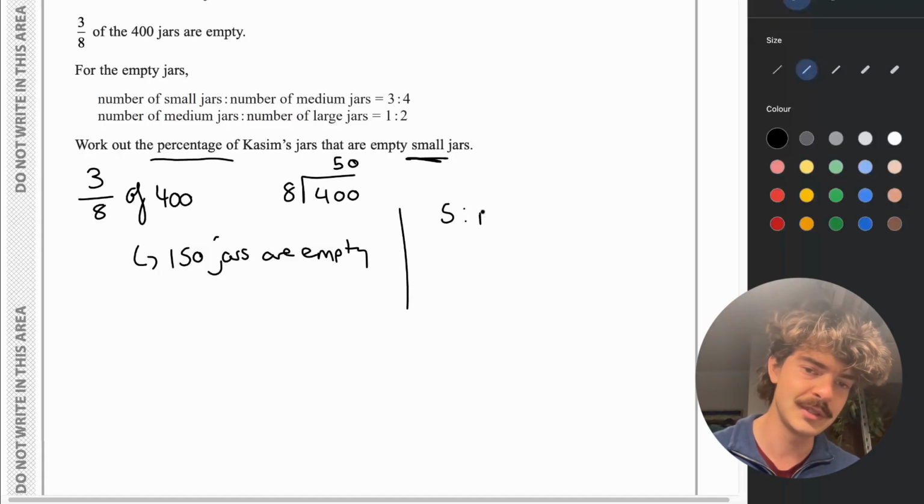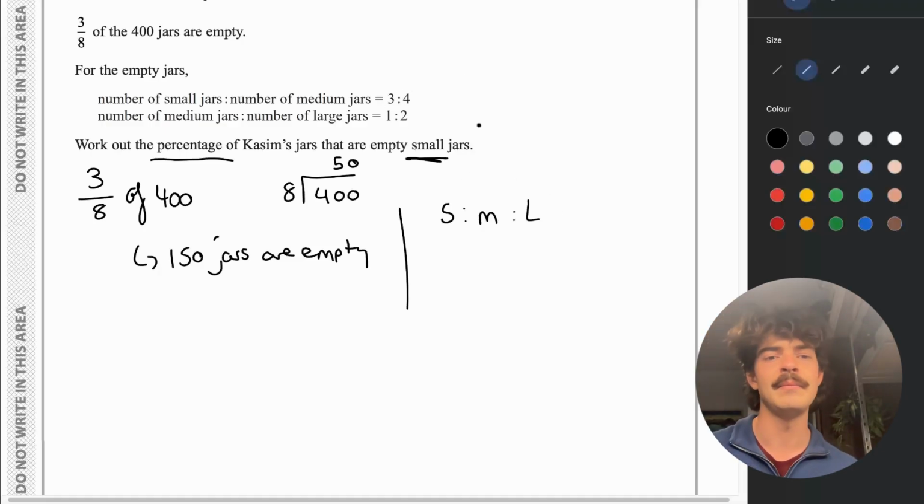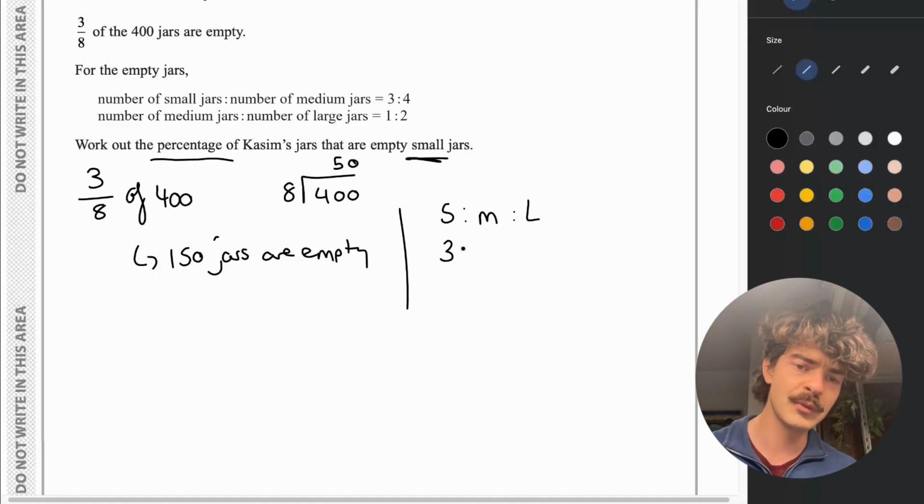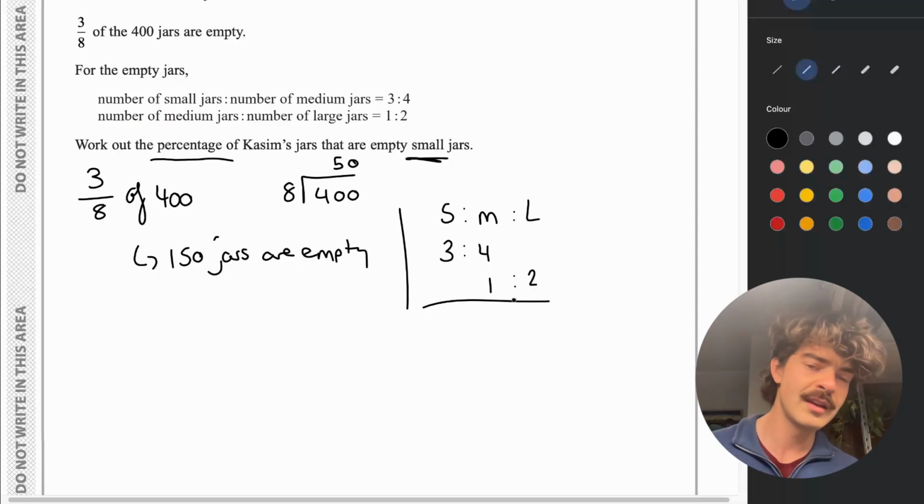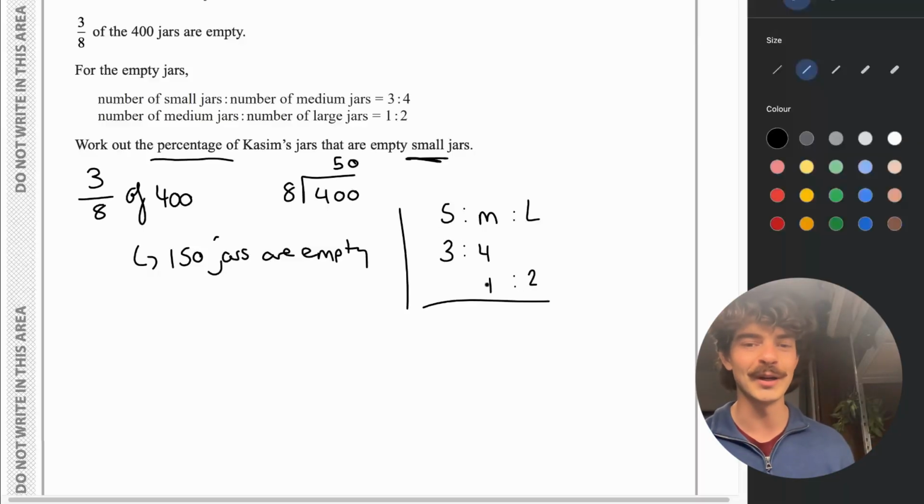So let's start by looking at these ratios and seeing what we can do. So we have small to medium to large. And I like to lay out our data like this. I don't like it very much like this. It doesn't look very nice. So we know that small to medium is 3 to 4, and medium to large is 1 to 2. Now, we want to combine this into one set of sort of nice ratio, right? But we can't currently. 4 is different to 1. So we need to scale up 4 and 1 so that they're the same value.